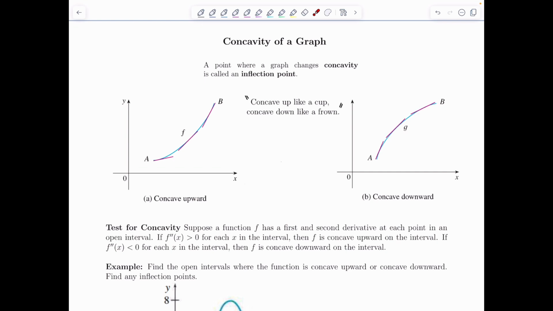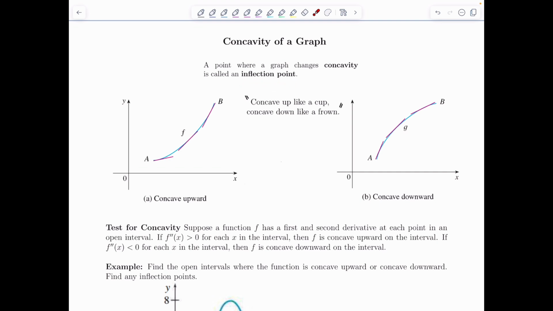Another way to help you remember what the shape would look like is concave up is like a cup that can hold something. Concave down is like a frown, sad face, sad face. And a graph can switch from being concave up to concave down and vice versa multiple times. Where that switch occurs is called an inflection point, when there's a change in concavity.